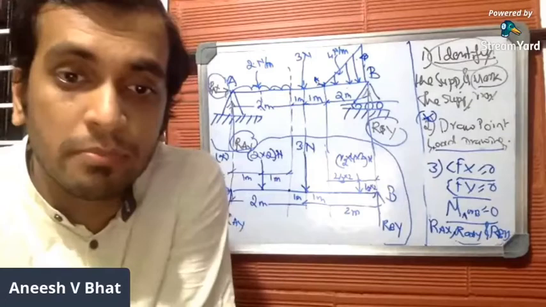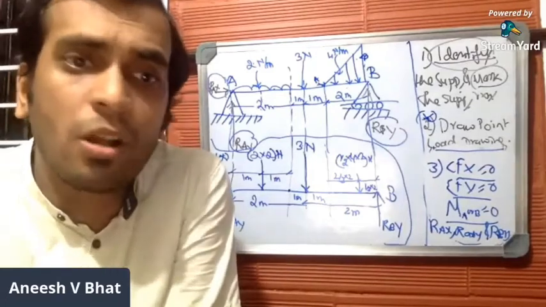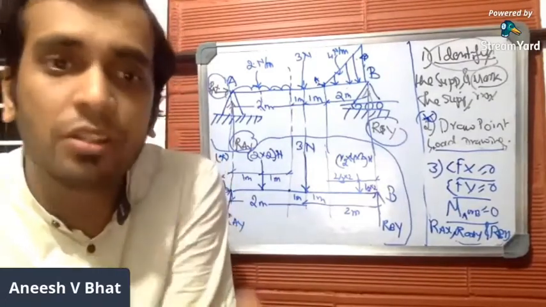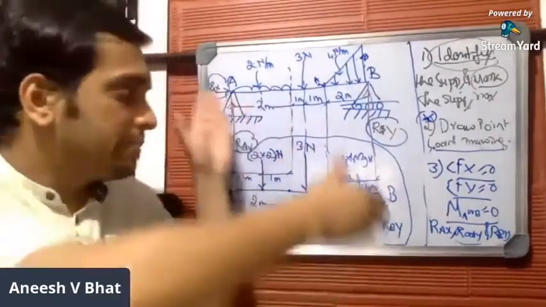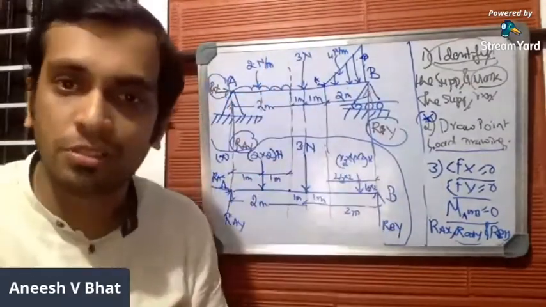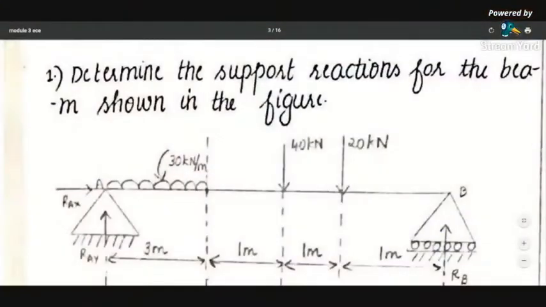I'll just show the problem. In the problem, the support reactions are already marked, because I insist you mark the support reactions in the question itself, so that it becomes easy for you to draw the point load drawing later. So this is the first question in your notes. Let me draw the question and explain the problem.